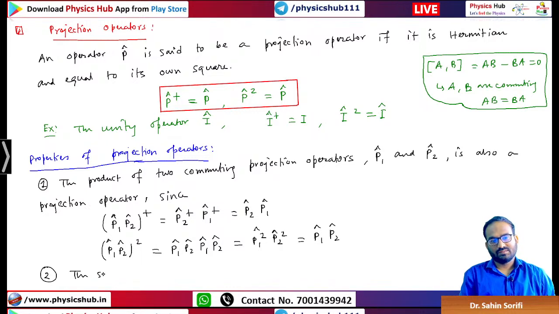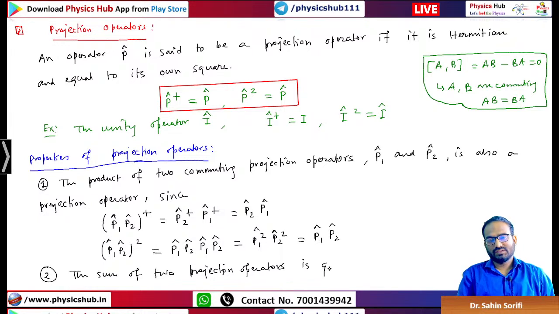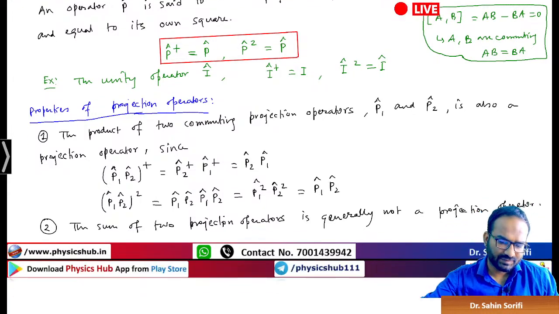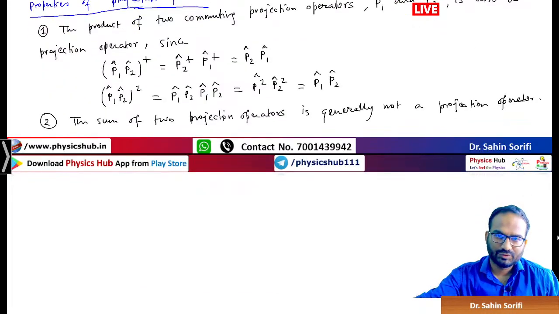What about the sum? The sum of two projection operators is not generally a projection operator. It is generally not a projection operator. The sum is not generally a projection operator.